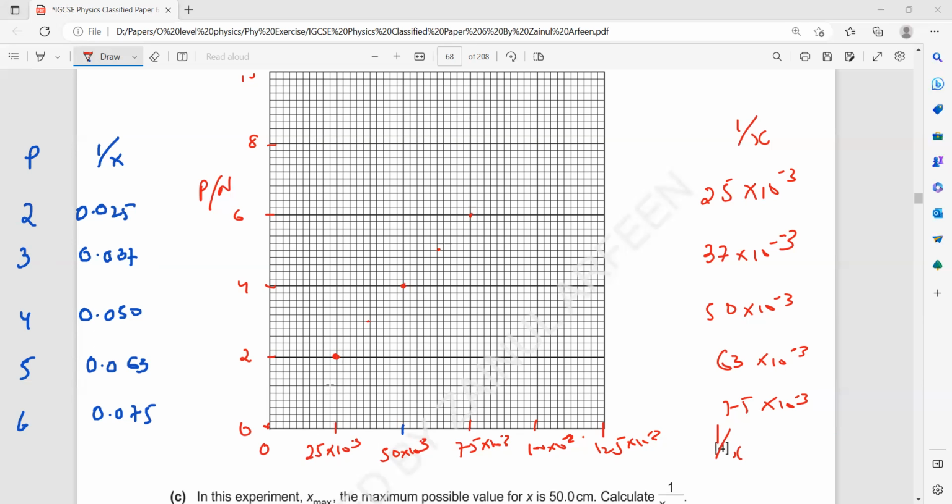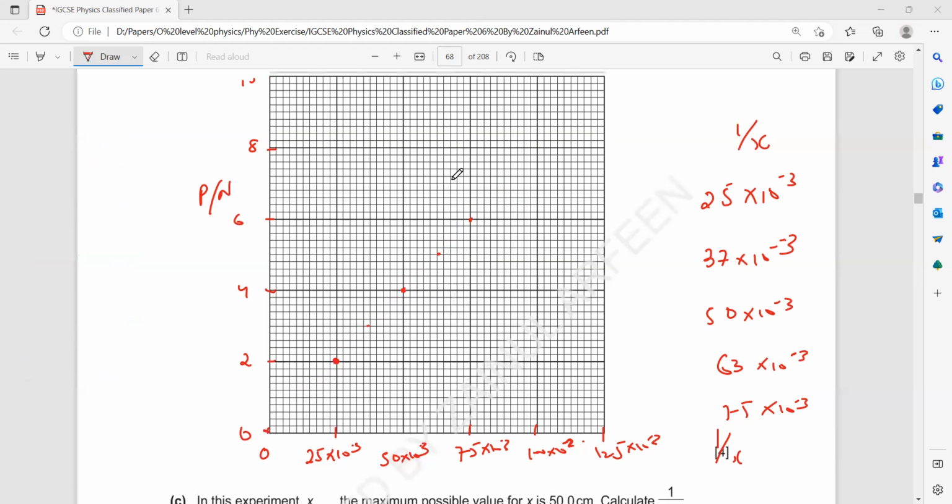And we'll always draw a line of best fit. Sometimes all the points lie on the same line, so that is the best fit straight line you can see. And even it's starting from origin. When we join these points, it's a straight line passing through origin. So if it's a straight line passing through origin, what does it show? It shows that P and 1 over X are directly proportional to each other. Is it clear about the graph plotting this result? Yes, sir. Clear.